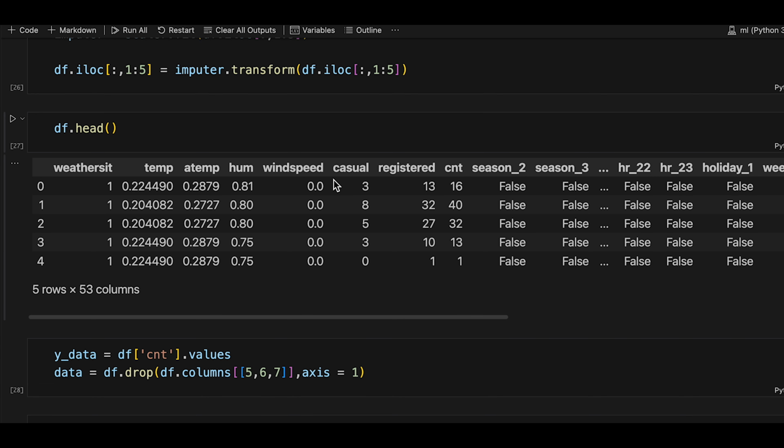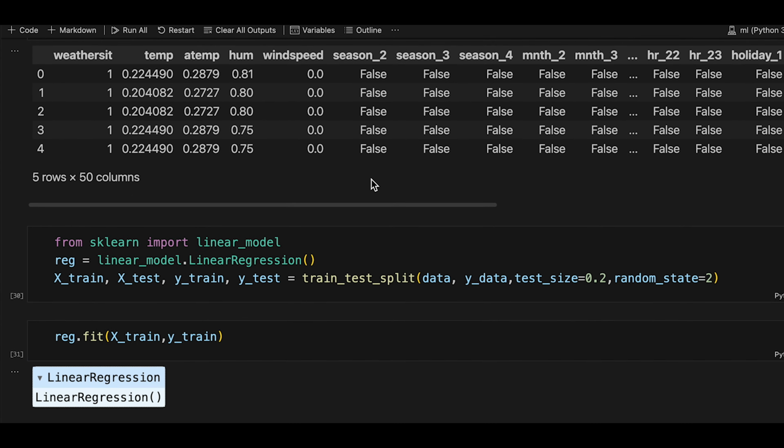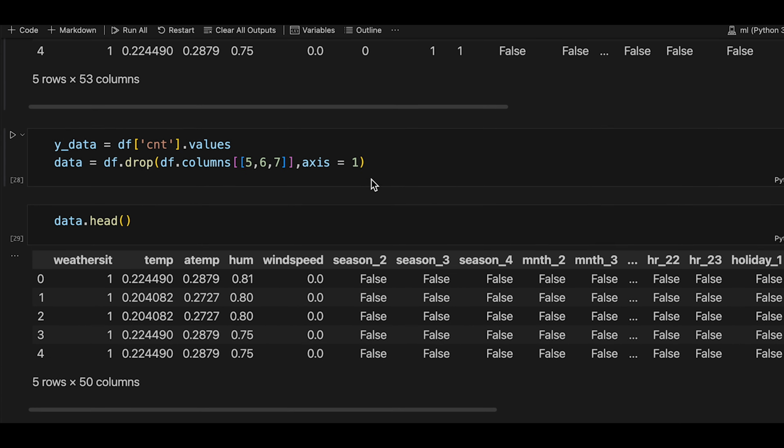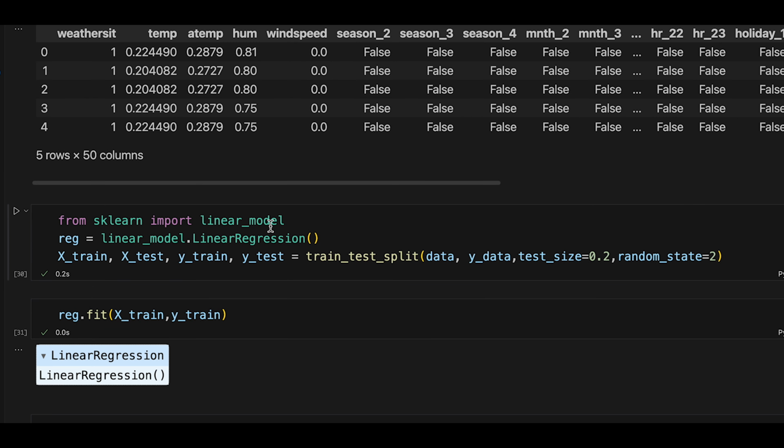So here we are selecting 5, 6, and 7, which are corresponding to this casual, registered, and the count. And we are passing axis equal to 1, which means that we are removing the columns. Okay. And y, we are placing this count, and from the input, we are removing all these columns. Okay. Now we are left with all the input features, and in y, we are left with the output feature, that is count.